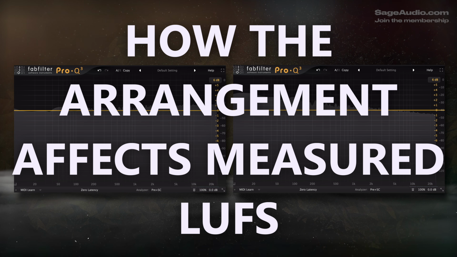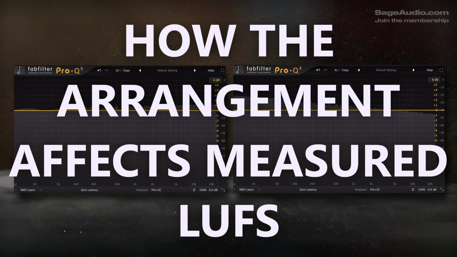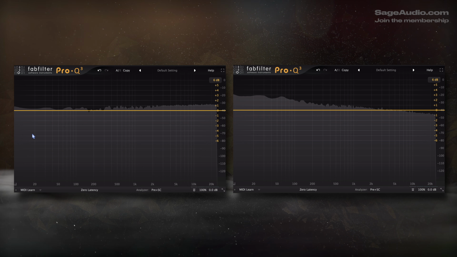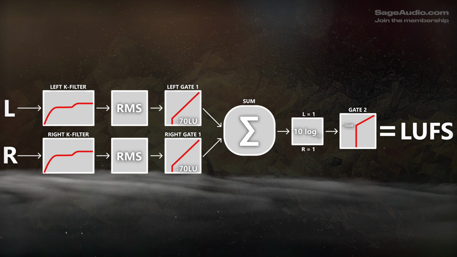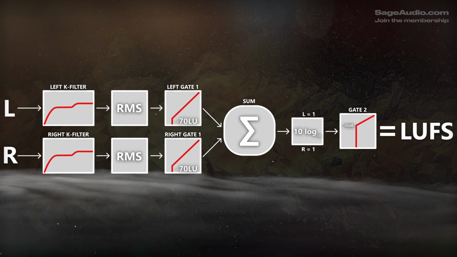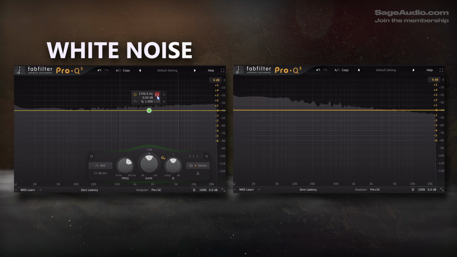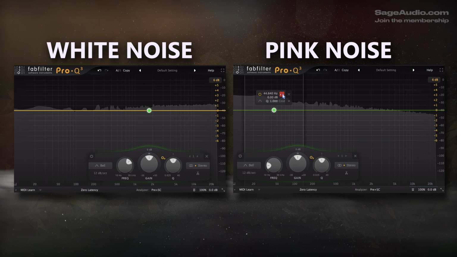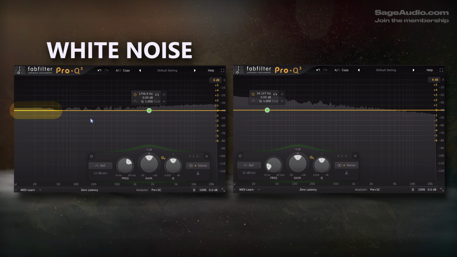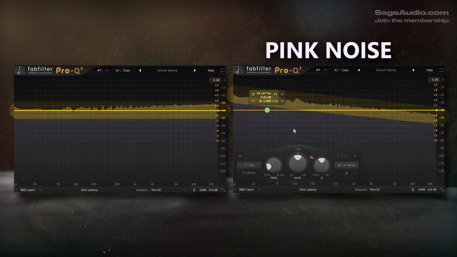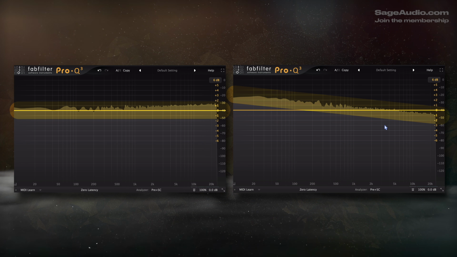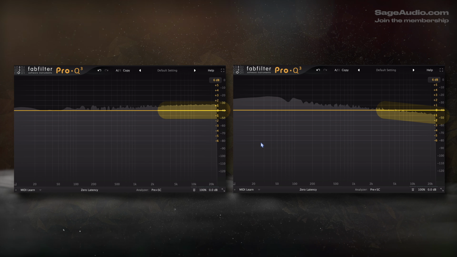So next, let's cover how the arrangement affects measured loudness. Now this has more to do with tracking and mixing, but it does have big implications for mastering as well. To better understand how the current loudness standard measures different frequency ranges, I divided white noise and pink noise into 5 ranges each. White noise is linear, so all ranges are equal in amplitude. Pink noise is logarithmic, where it emphasizes the lows and de-emphasizes the highs to more closely match how we perceive the loudness of each frequency range.